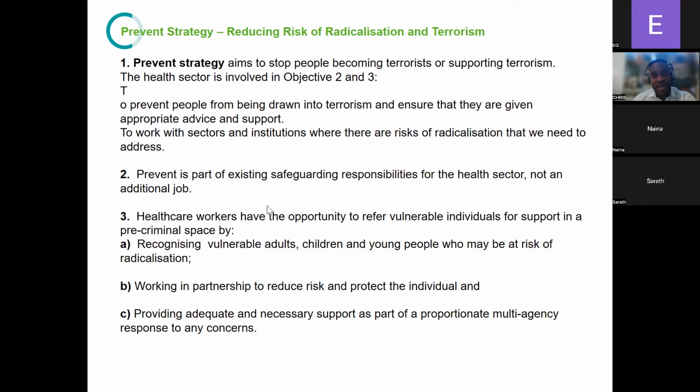So a parent may have concerns that their child is being radicalized, and they may report to you, the care worker or the support worker or the social worker. So what do you do? You have to follow the appropriate procedures and policies and make sure that it is notified to the agencies that we work in partnership with, so that that child or that individual is protected and prevented.